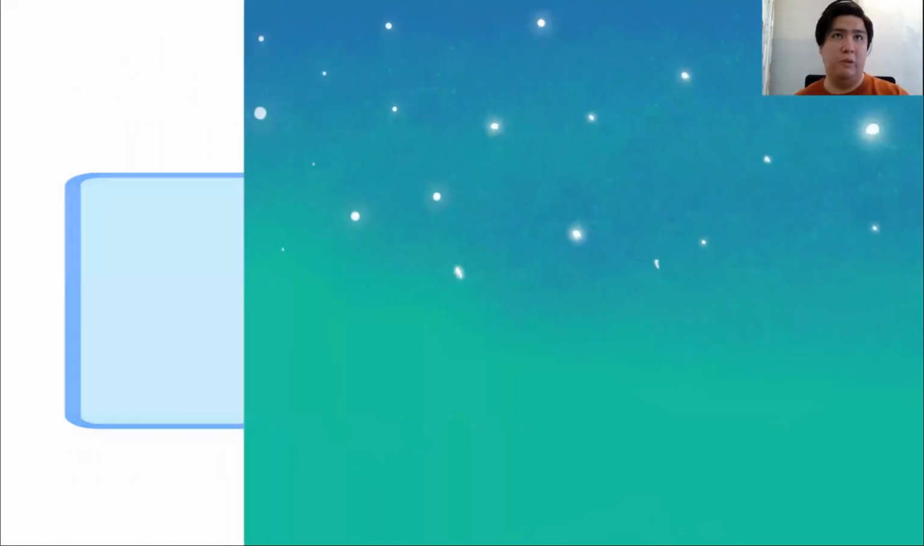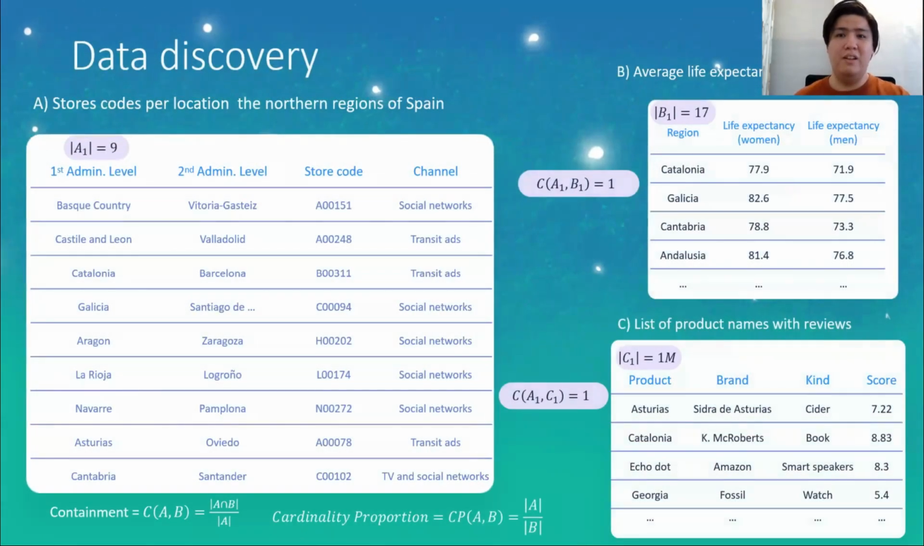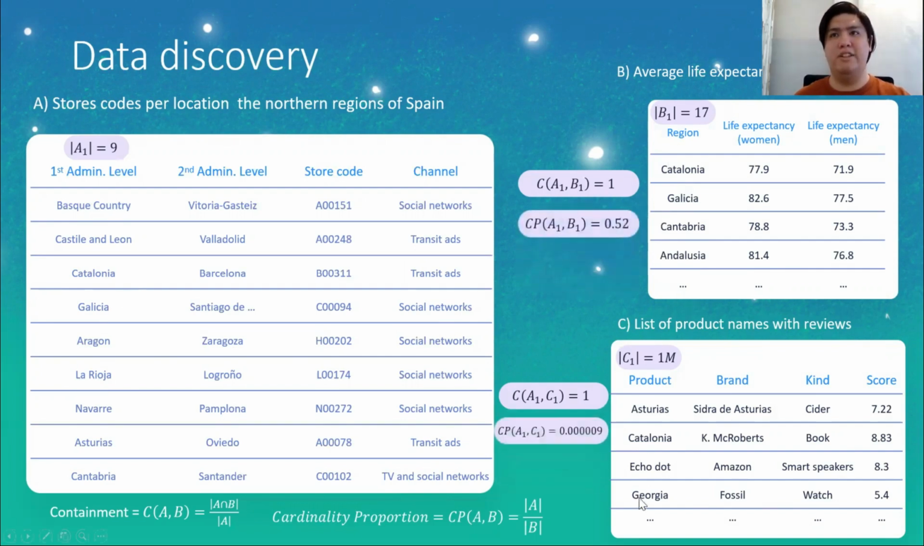So let's consider an example. Now we have a table about the stores located in the northern region of Spain, a table about average life expectancy per region in Spain, and a list of product names with reviews. And let's say we are interested in finding joinable attributes for the first administration level. We can see that region and product share the same values.